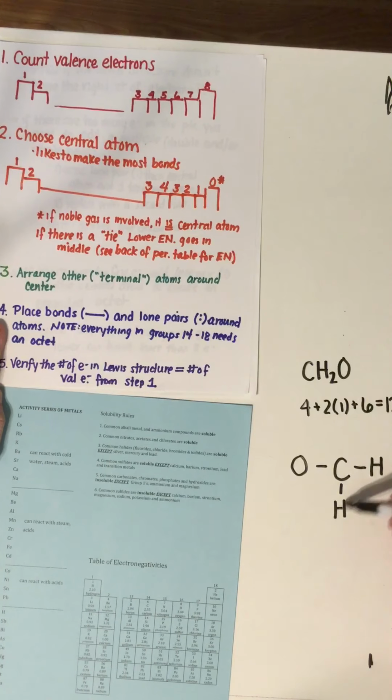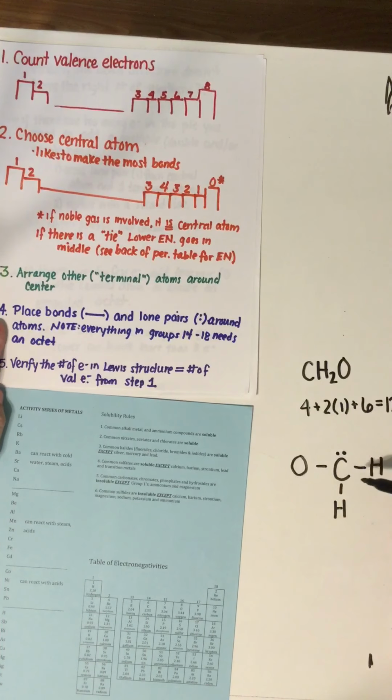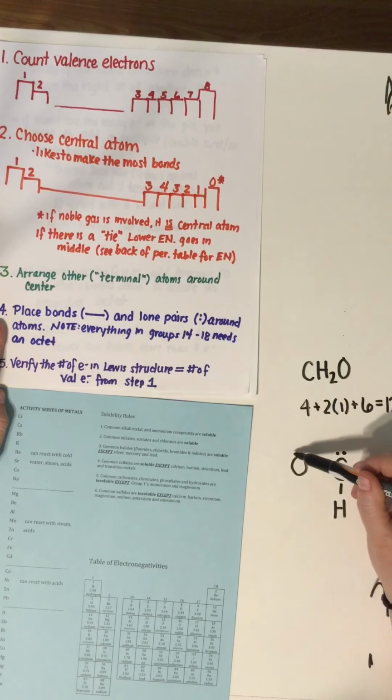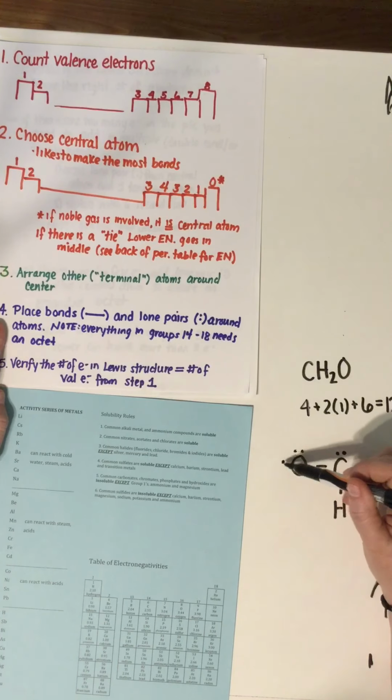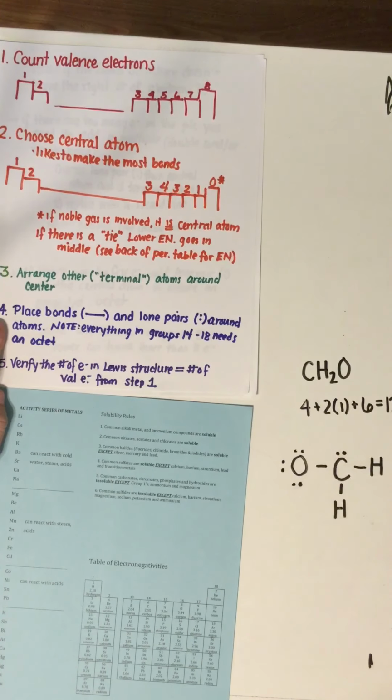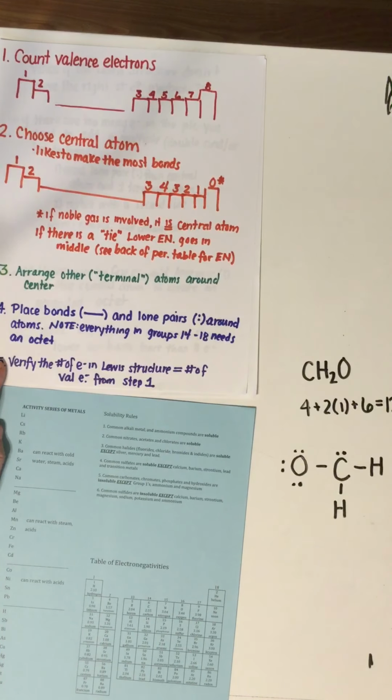So hydrogen doesn't need an octet, he's okay with just his bonds. Carbon needs an octet, he's in group 14. He already has 2, 4, 6, so he gets 2 more electrons. And oxygen is in group 16, also needs an octet. So far he's only got 2 that count for him, so we actually give him 6 more electrons. And then we count our electrons. 2, 4, 6, 8, 10, 12, 14. So here we have 14 electrons.